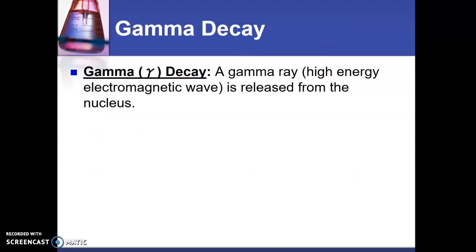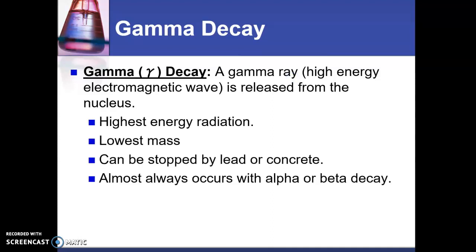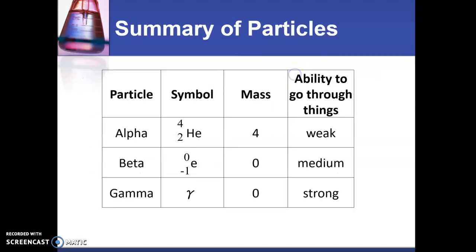The last type of decay is called gamma. And this isn't so much a particle, it's more of a high energy wave. And it's usually released from the nucleus in addition to alpha or beta decay. So this is the most dangerous. You can stop it with lead or concrete, but, like I said, it usually occurs in addition to one of the other ones. So I think on your worksheet, there are a couple where it has alpha decay, and then it also says gamma. So that would just be 2 types of decay in the same reaction.